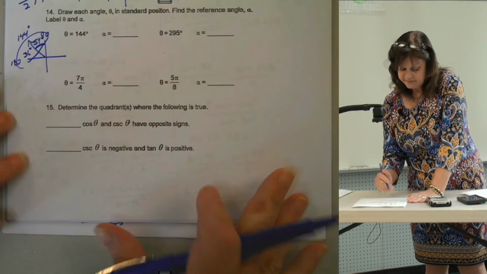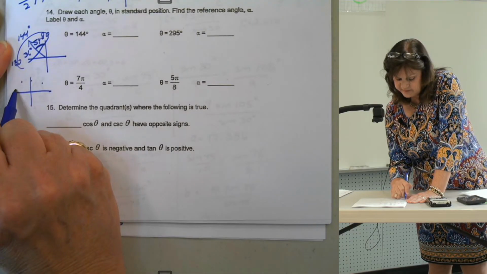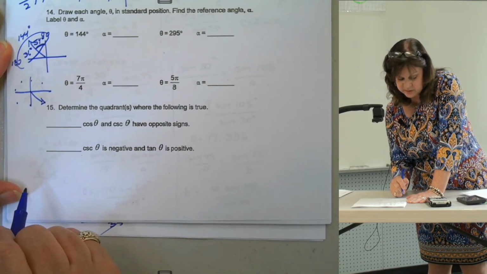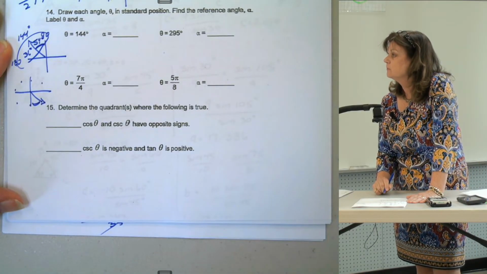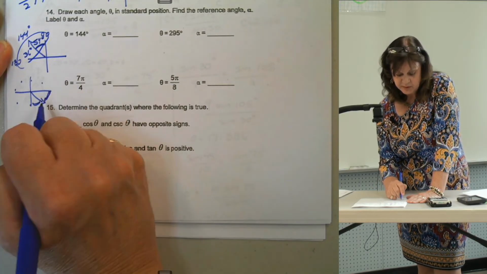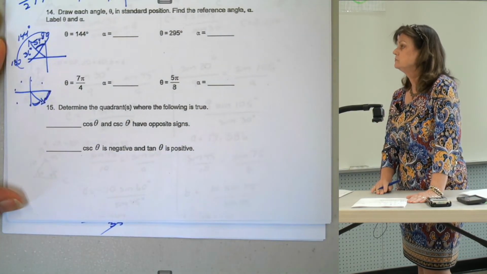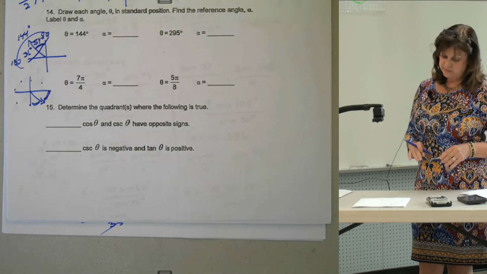So again, if I'm at 7 pi over 4, 1, 2, 3, 4, 5, 6, 7 pi over 4, well, I'm pi over 4 away from 3 pi over 2, and I'm pi over 4 away from 2 pi. All right, so that's really all we're asking here.